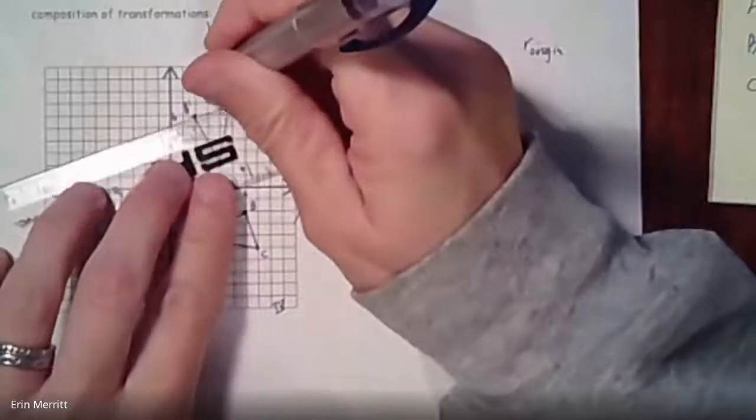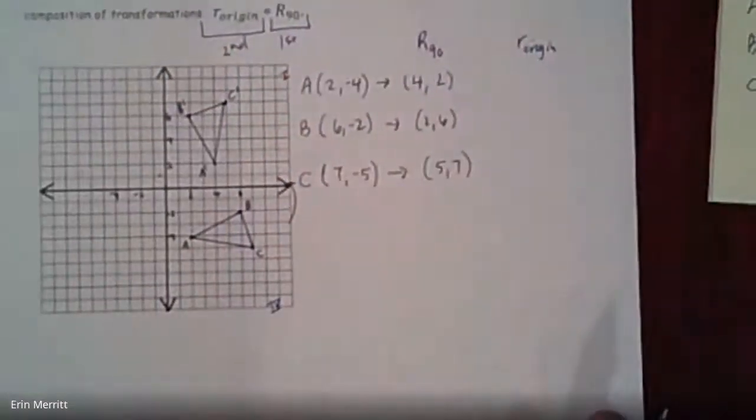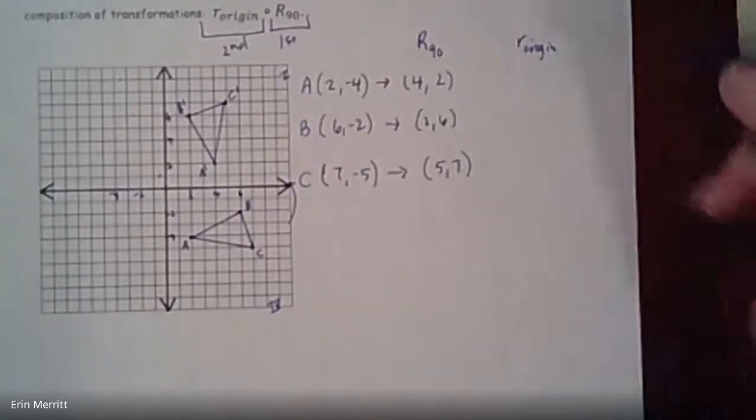And now, as always, I should really be using pencil here. I use pen just because it shows up a little bit better in the videos, but I would really encourage you to use pencil when you're graphing. All right, so there's my A prime, B prime, C prime.